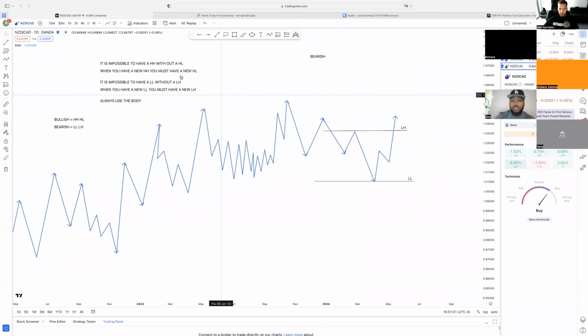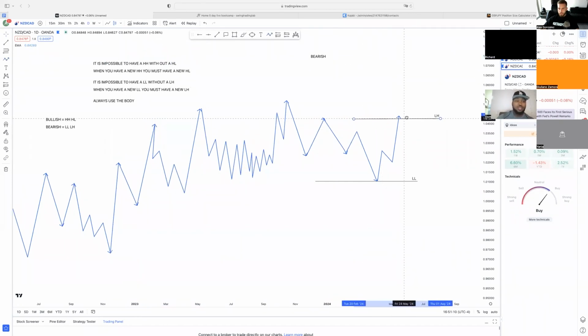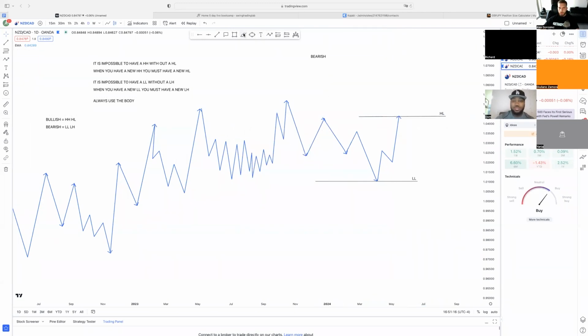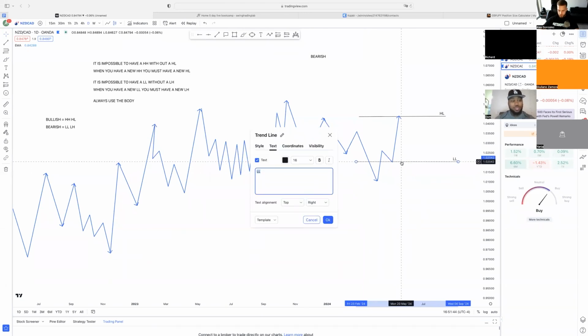Correct. If you notice, it says it right here, it is impossible to have a higher high without a higher low. So this is the higher high. So now where would the higher low be? Would it be at 1 or 2? Exactly. Simple, right? Let's get our snake. Sharp turn. This is the higher low. If you guys agree, type 1. If you guys don't, type 2.